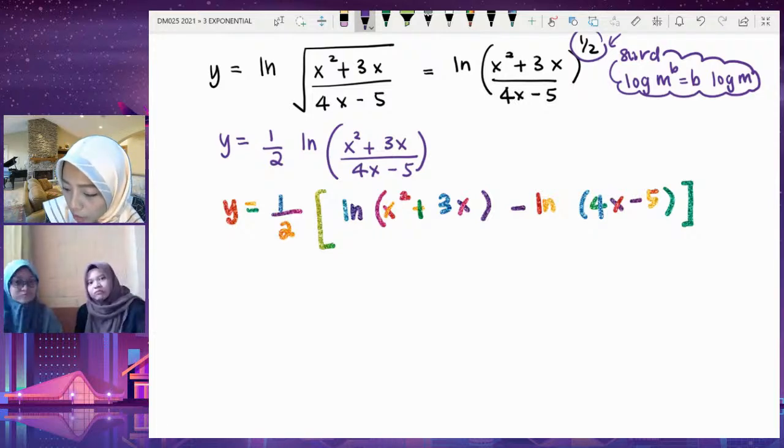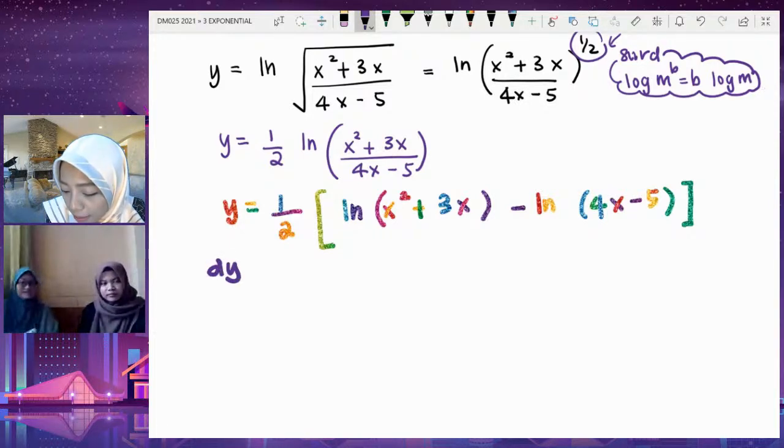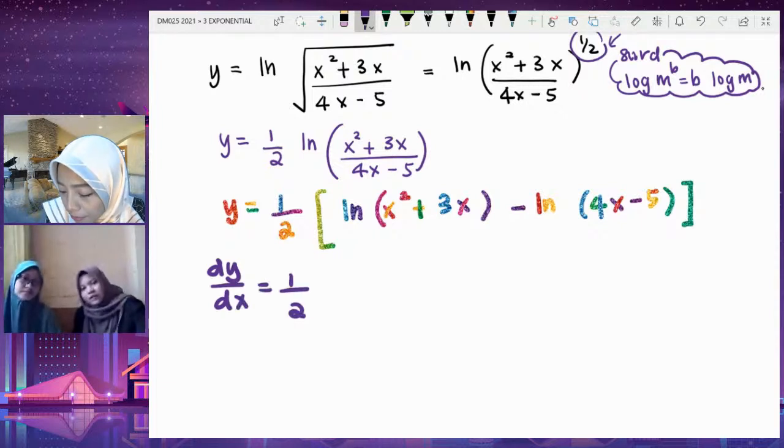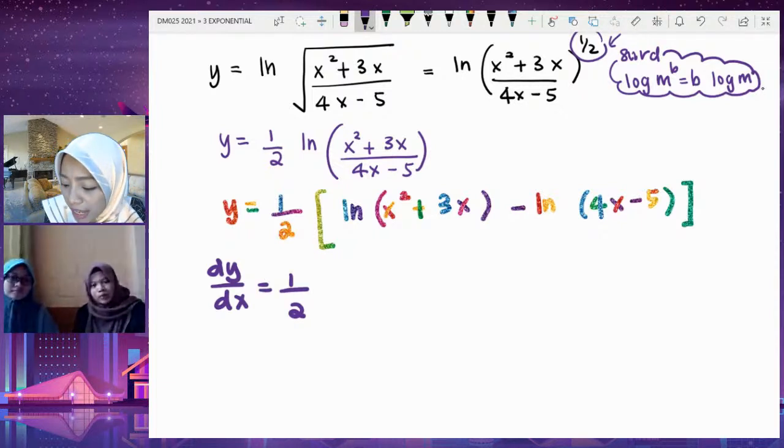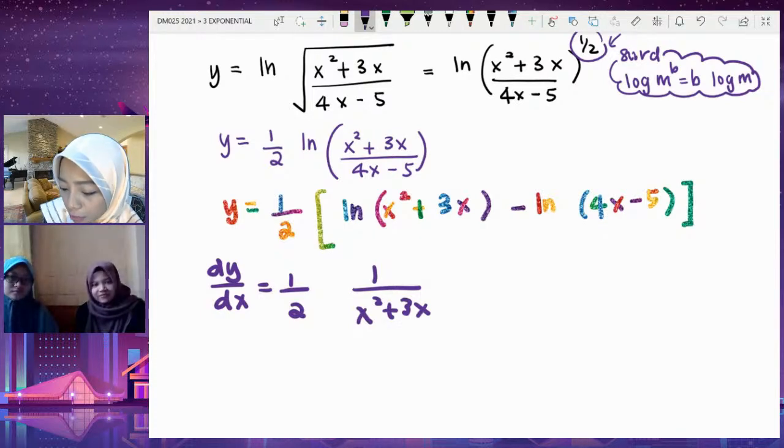Okay, so now we are ready to differentiate. dy over dx, what is it? Differentiate x square plus 3x: 1 over x square plus 3x. Then the differentiation of the function, plus 3.